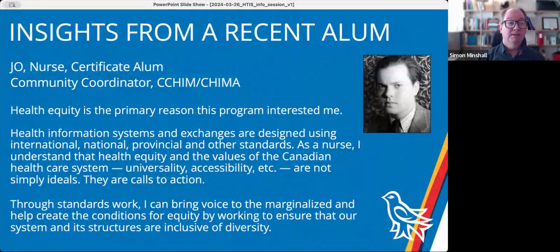As a nurse, he says, I understand that health equity and the values of the Canadian healthcare system, such as universality, accessibility, and so on, are not simply ideals. They are calls to action. So there's an activist stance going on here, which we love to see. Through standards work, he can bring his voice to the marginalized and help create the conditions for equity by working to ensure that our system and its structures are inclusive.